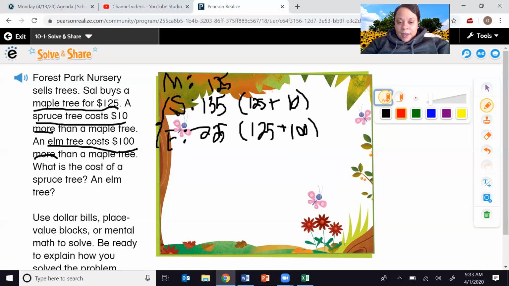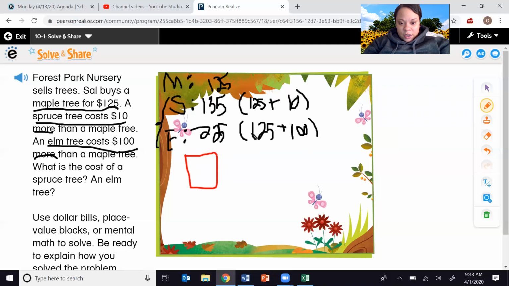So just for an example, I'm going to do the spruce tree. I'm not going to do both. I want you guys to try and do the elm tree by yourself. Or you know what? You guys can do the spruce tree. I'll do the elm tree. How about that? All right, so first I'm going to draw my number 125. Remember, a 100 block is a square. So there's my 100. There's 1 in the hundreds place, so that's it. And then 2 tens, and 5 ones. 1, 2, 3, 4, 5.